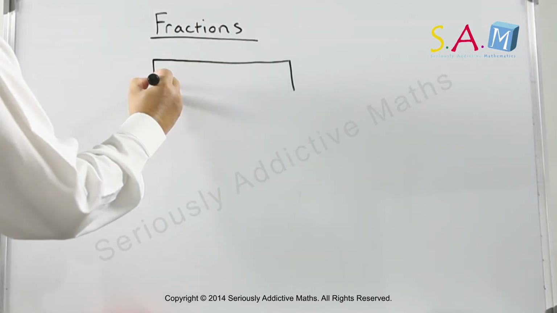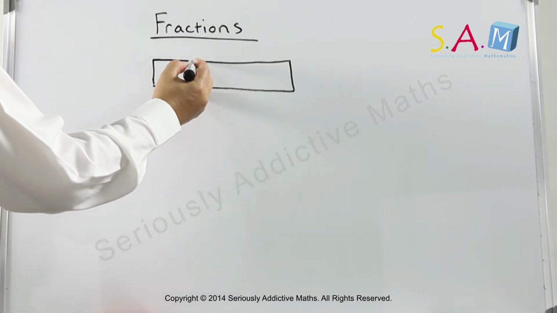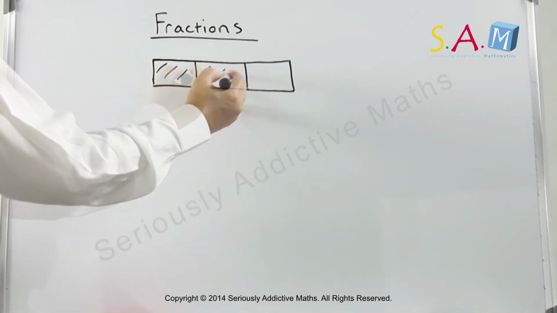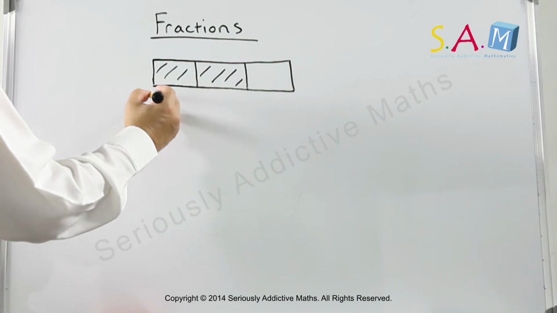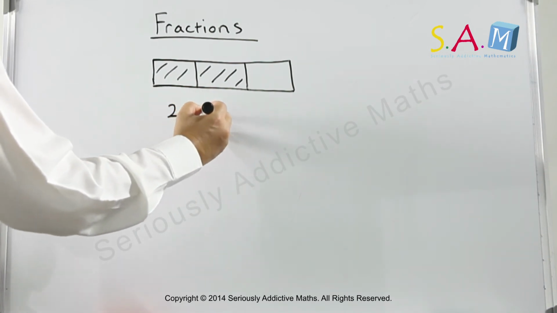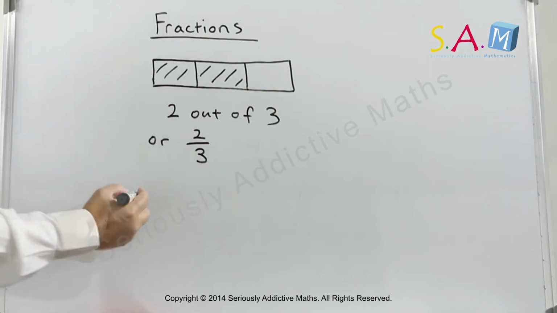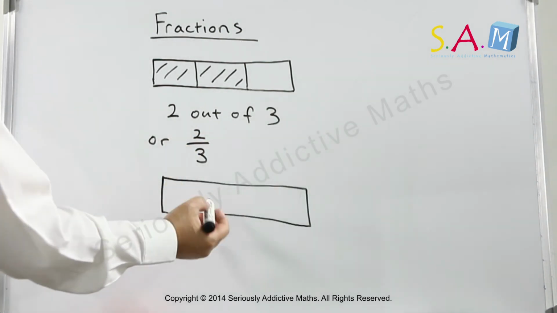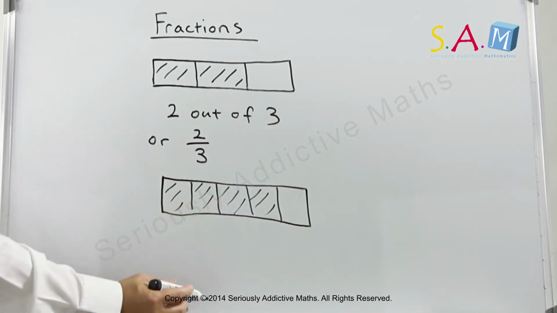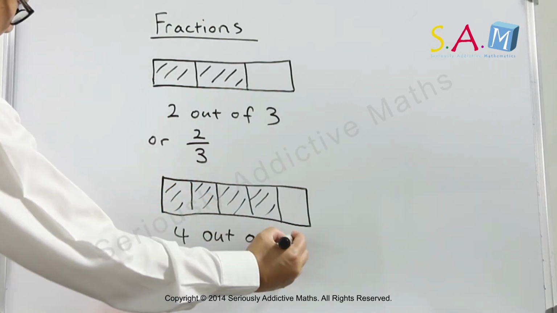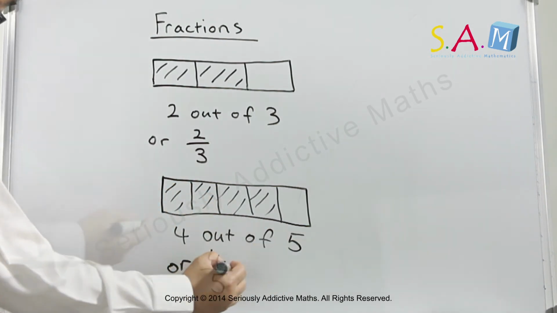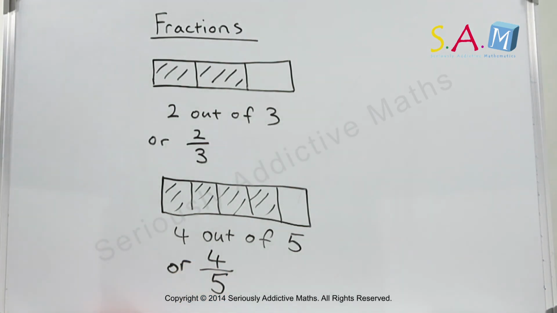This is 1. If I were to cut into 3 parts and I were to shade 2 parts, here is 2 out of 3. Another example, I can cut into 5 parts. This would be 4 out of 5.